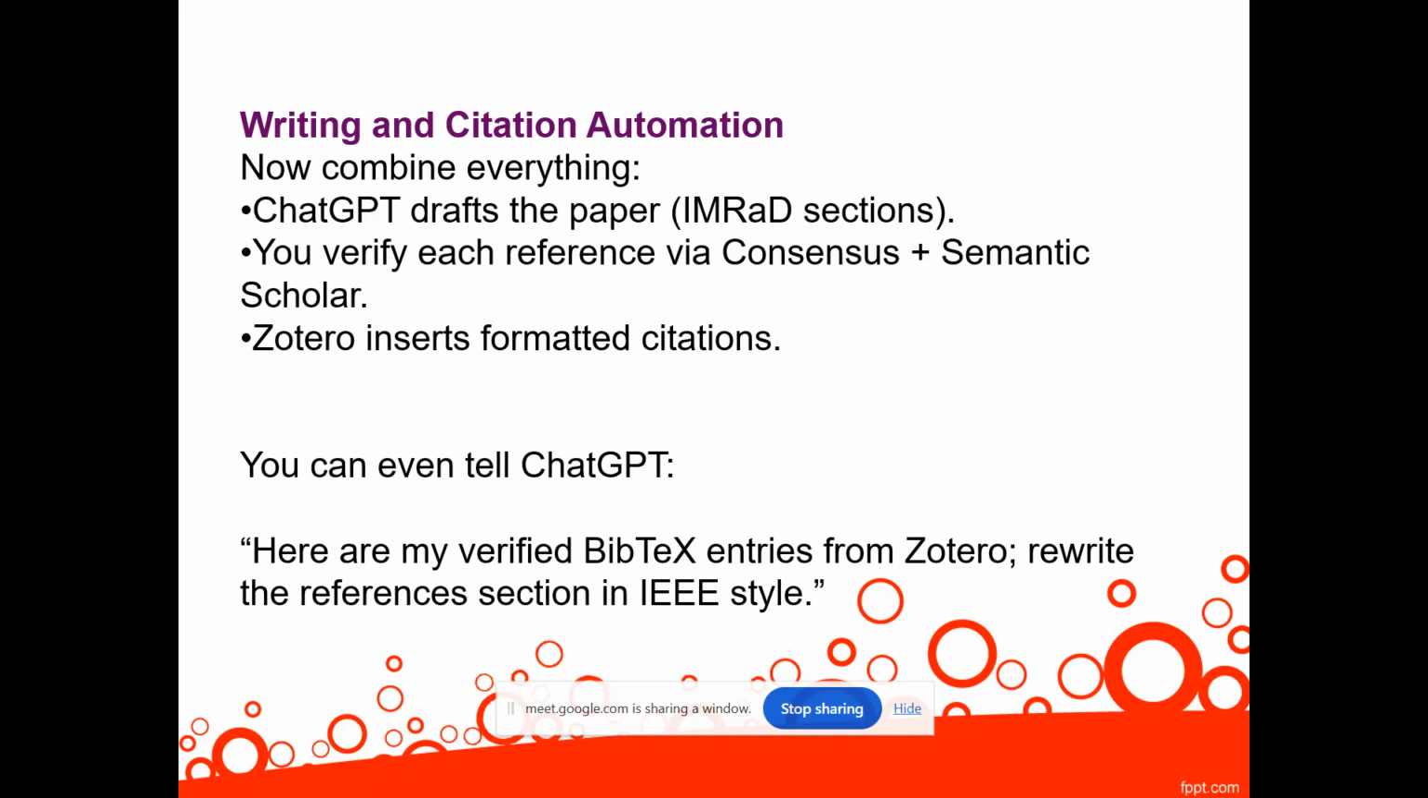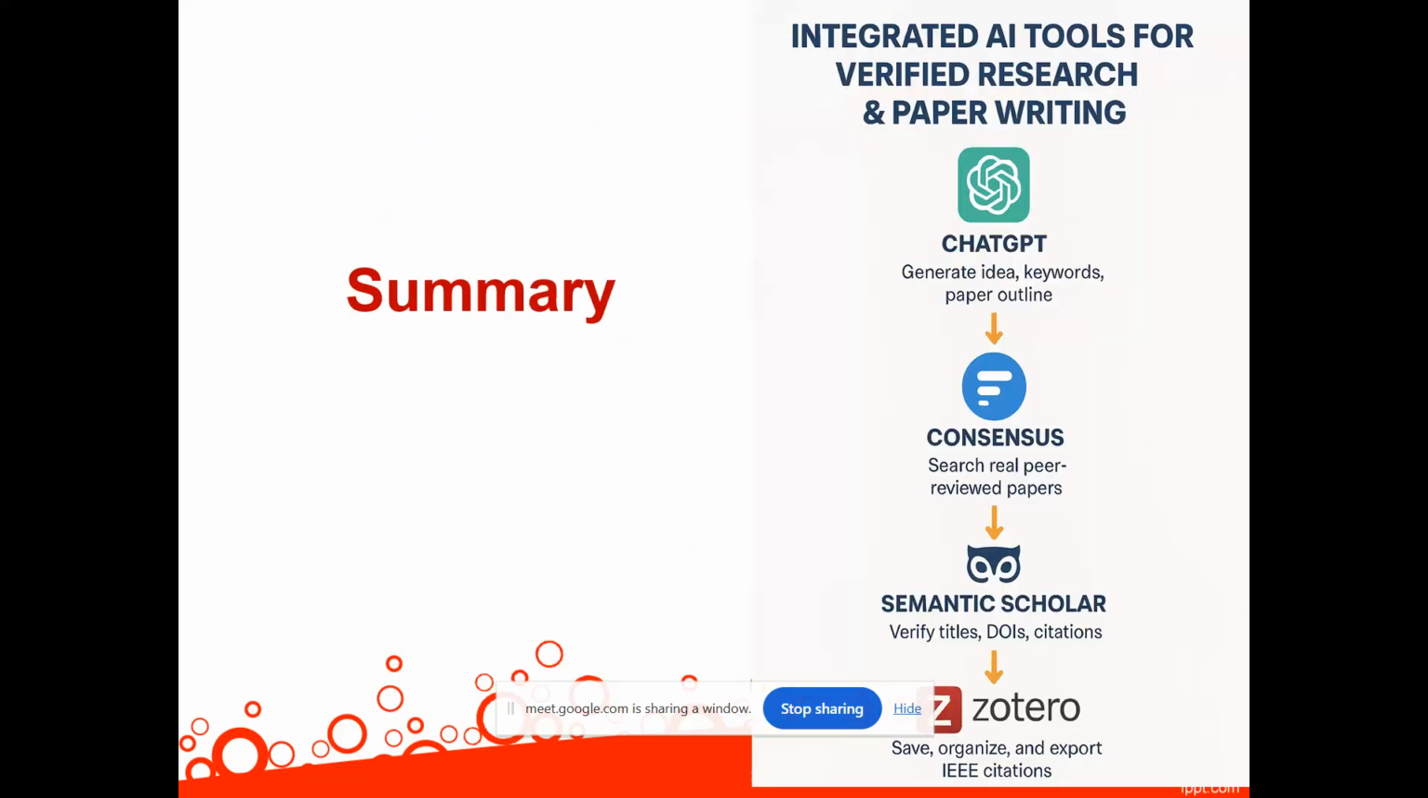Now we can ask ChatGPT, I am giving you the complete bibliography from Zotero; rewrite the references in the style we need. If we want the references in a different style when we have already given them in one format, ChatGPT will help us by reformatting them. And here is the integrated flow. First we use ChatGPT for generating the idea, then we use either Semantic Scholar or Consensus, and we use Zotero for connecting them using the references.